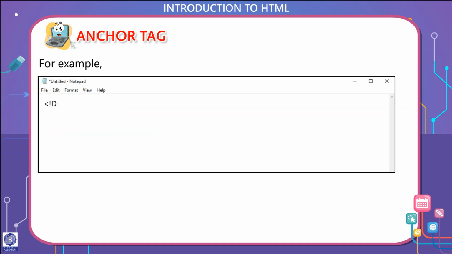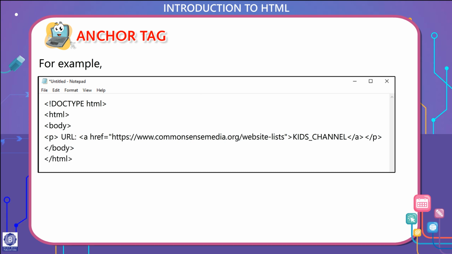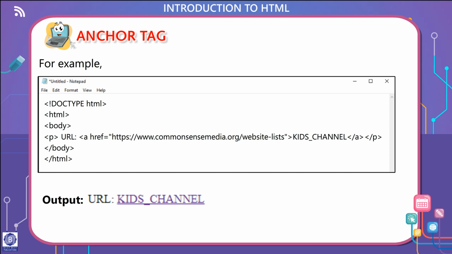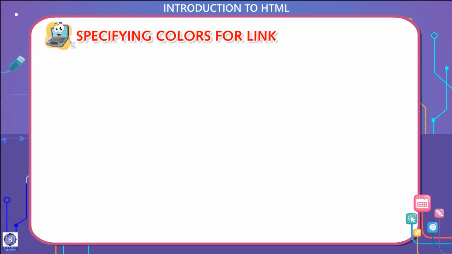For example: doctype html, body, p is equal to URL, a href is equal to "https://www.commonsensemedia.org/website-list" within double quotes, kidschannel, /a, /p, /body, /html. So our output will be the URL Kids Channel, which is underlined, on clicking Kids Channel.